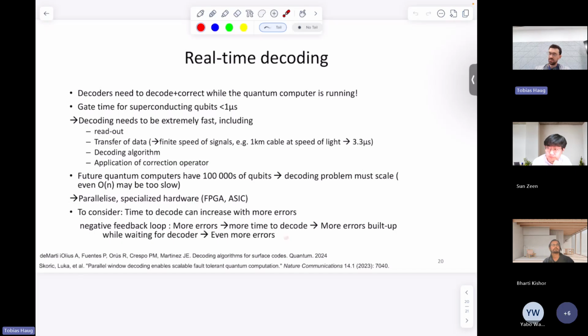Okay, so I think this encapsulates what I wanted to say for this session. With this, I conclude the decoding session. Thank you very much for your attention.